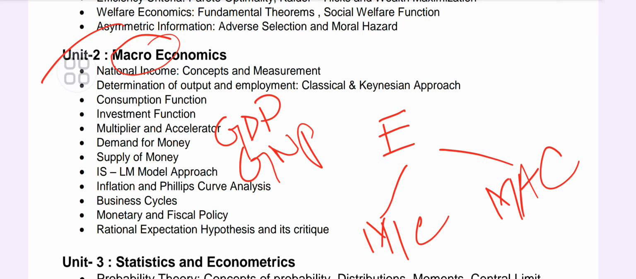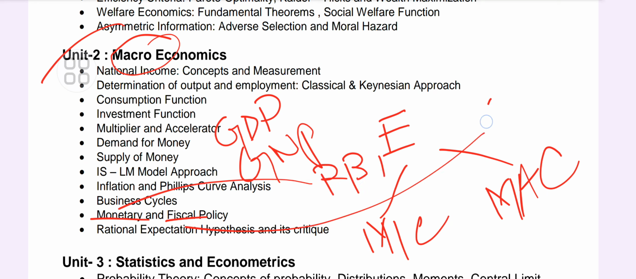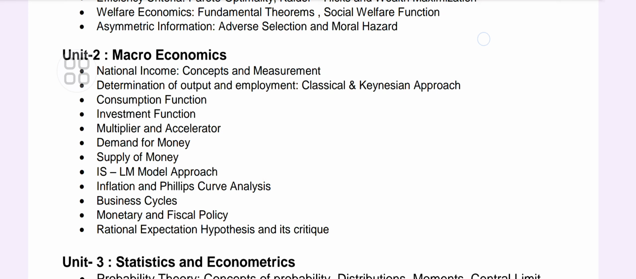IS-LM model, inflation, Phillips curve, monetary and fiscal policy, very important. RBI for monetary policy and fiscal policy, government. Okay, and then rational expectation.